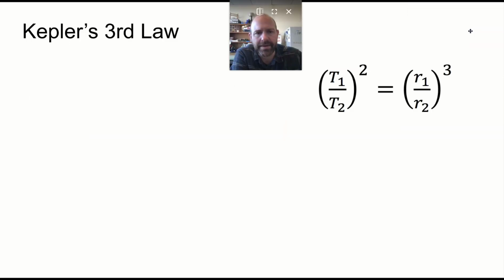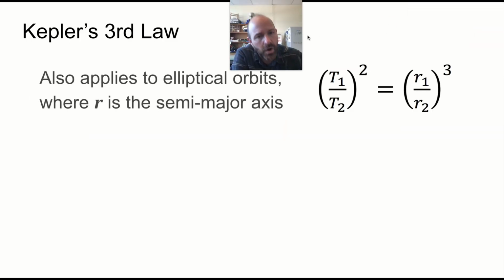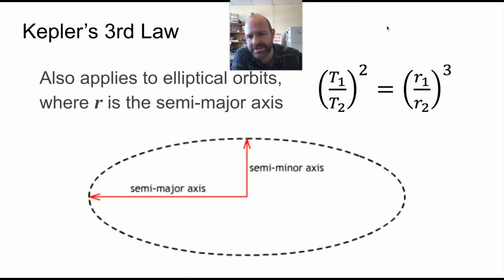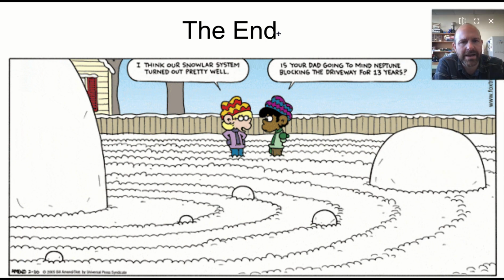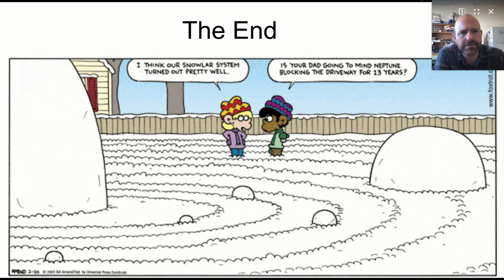So Kepler's third law can also apply to elliptical orbits. R is just no longer the orbital radius. It's the semi-major axis of the ellipse. And when we're talking about that, it's the distance from the center of the ellipse along the long axis out to the point on the ellipse. So that's it. That's what we've got for orbital motion. Hopefully that makes a little bit of sense. We'll talk more about it, and we'll do some practice problems in class.